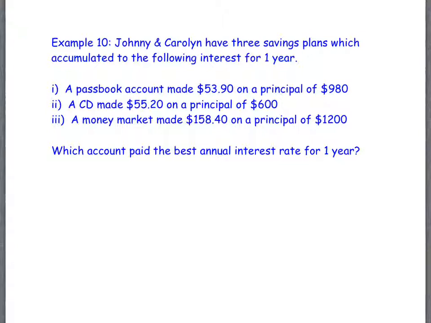All right, Johnny and Carolyn have 3 savings plans, which accumulated the following interest for 1 year. They have a passbook account that made $53.90 on a principal of $980. They have a CD that made $55.20 on a principal of $600. And they have a money market that made $158.40 on a principal of $1,200. The question that's asked is which account paid the best annual interest rate for 1 year?